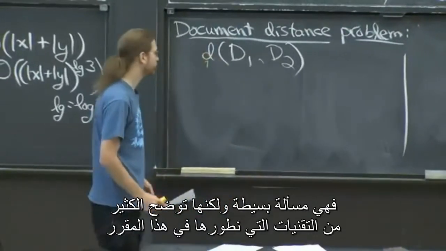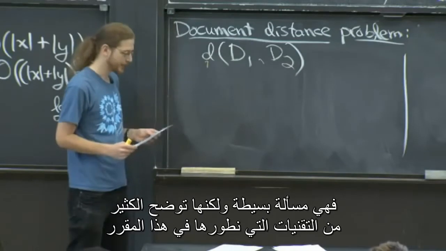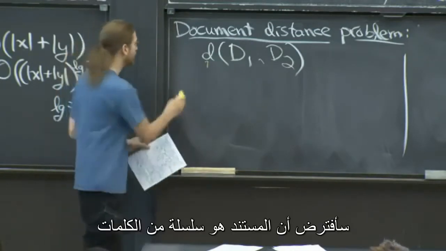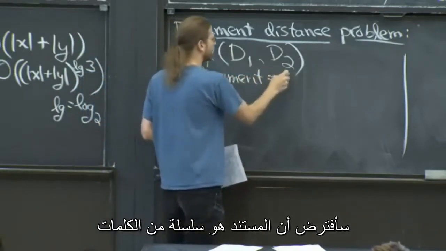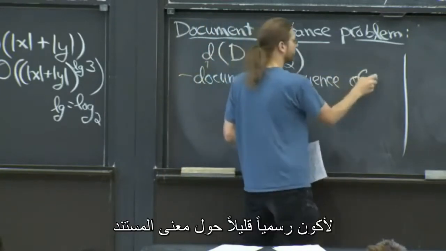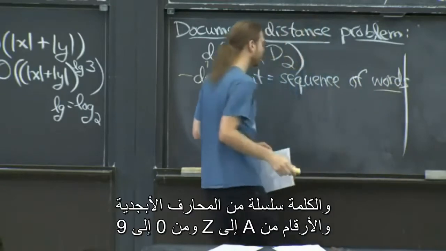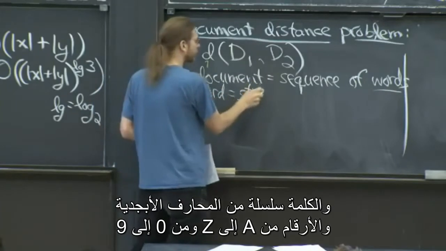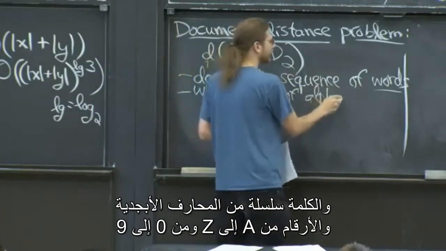It's partly also just a toy problem. It lets us illustrate a lot of the techniques that we develop in this class. All right. I'm going to think of a document as a sequence of words. Just to be a little more formal, what do I mean by a document? A word is just going to be a string of alphanumeric characters, A through Z and 0 through 9.